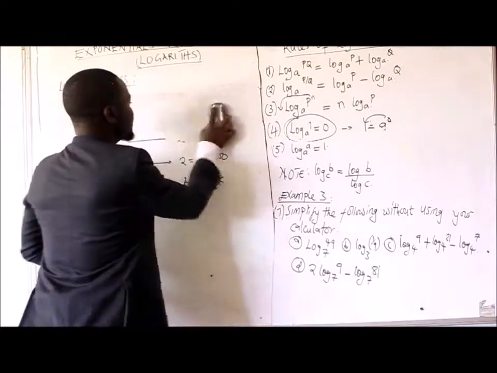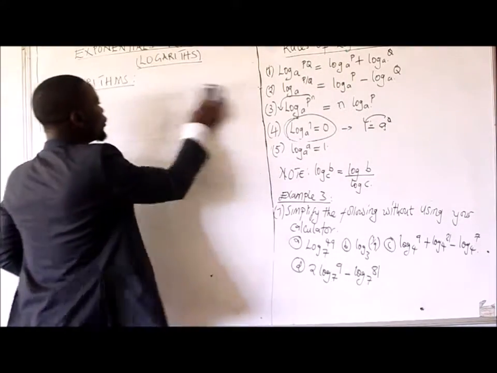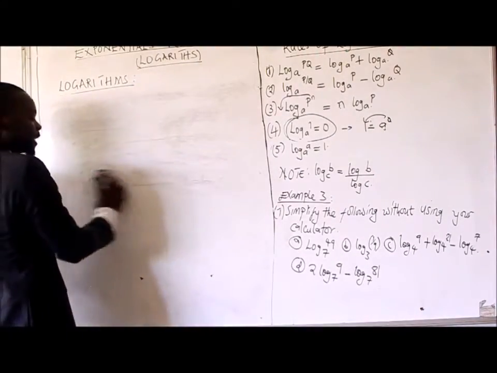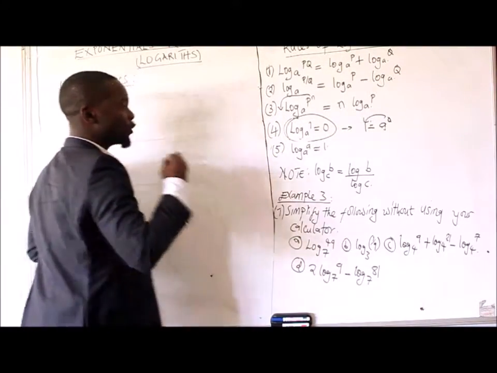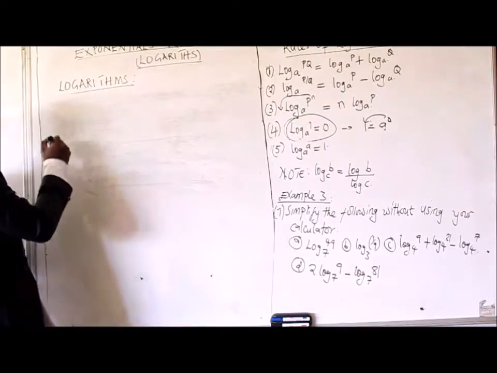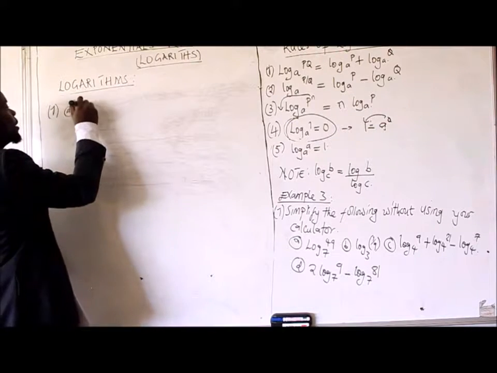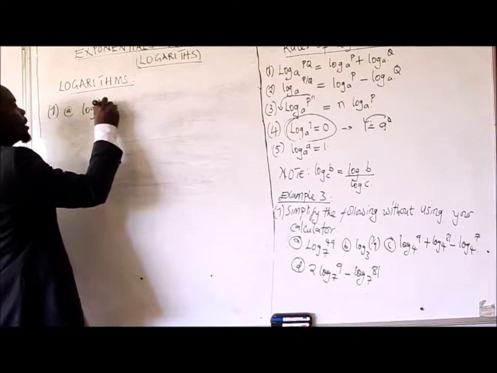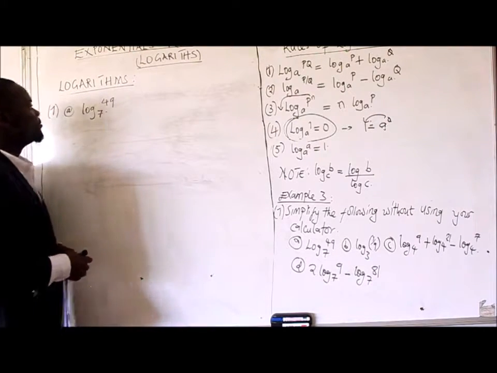Let's simplify this without using our calculator. The only way you can simplify these without using the calculator is to know the rules of logarithms. So we have question 1A, which is log of 49 base 7.